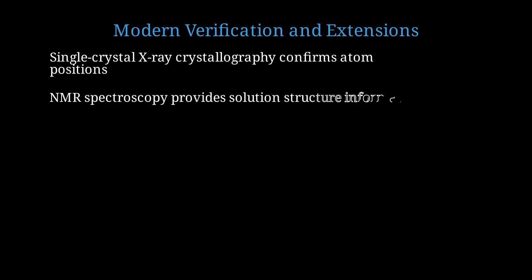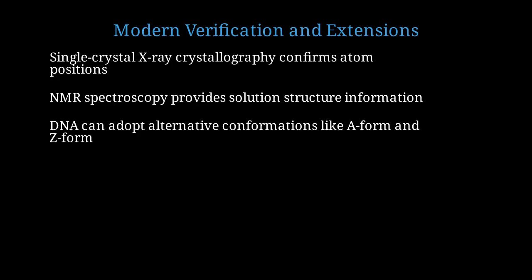Nuclear magnetic resonance spectroscopy allows us to study DNA structure in solution, showing that the double helix is also the predominant form in aqueous environments, not just in crystals. We now know that DNA can adopt alternative helical conformations, such as A-form DNA and Z-form DNA, under certain conditions. But B-form DNA, the Watson and Crick structure, is the most common in cells.